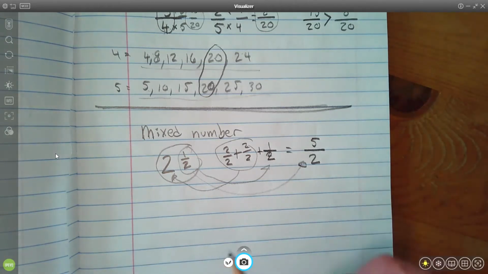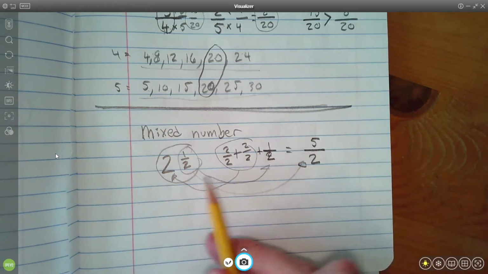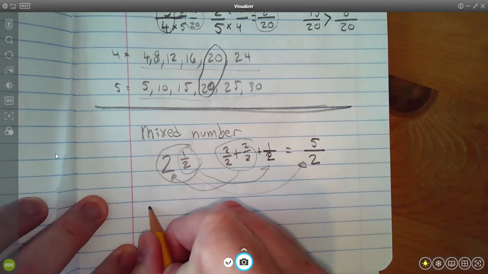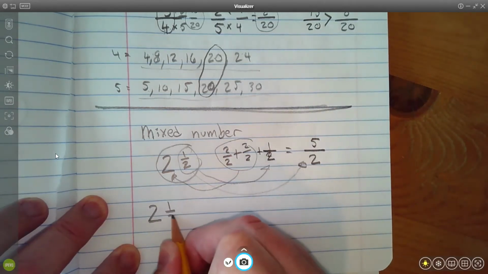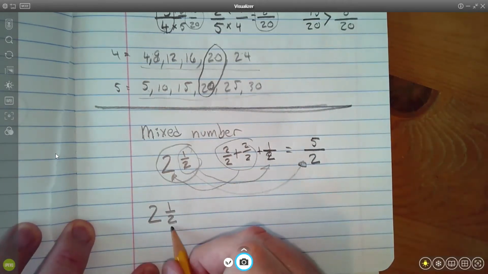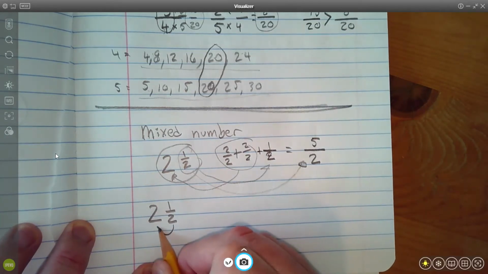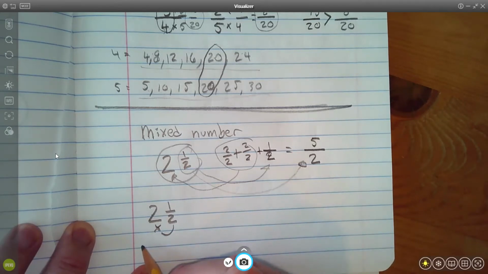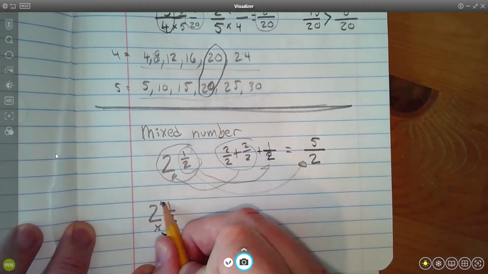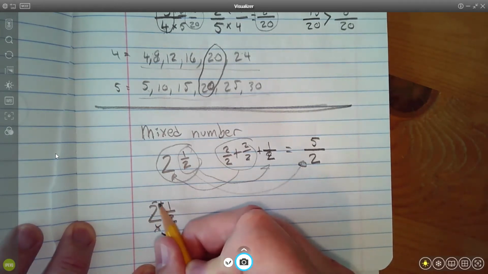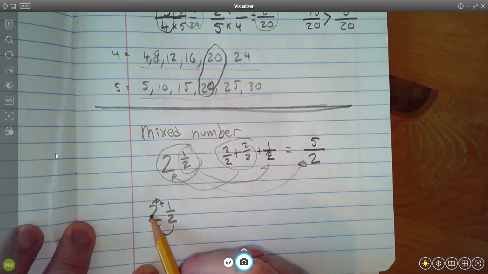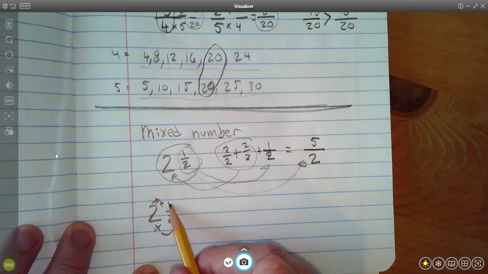Now there's a quicker way to do this. I wanted to show you why we're doing it this way, but there's a way quicker way. And once you get this down, it will be easy. Are you ready? Here we go. 2 and a half. All you have to do is this. Multiply the bottom number and the big number. And then add the top number. 2 times 2 is 4, plus 1 is 5.